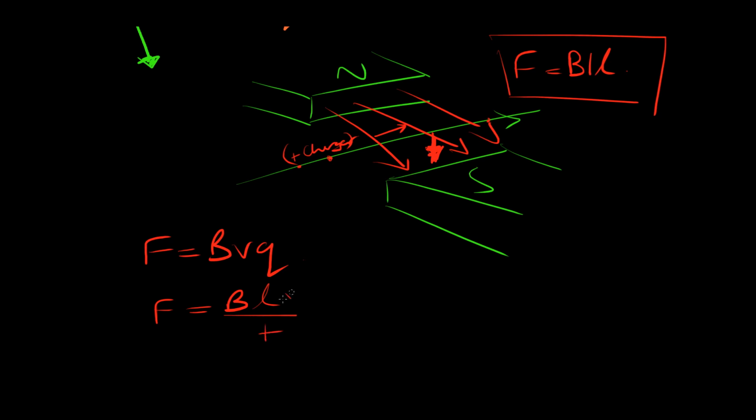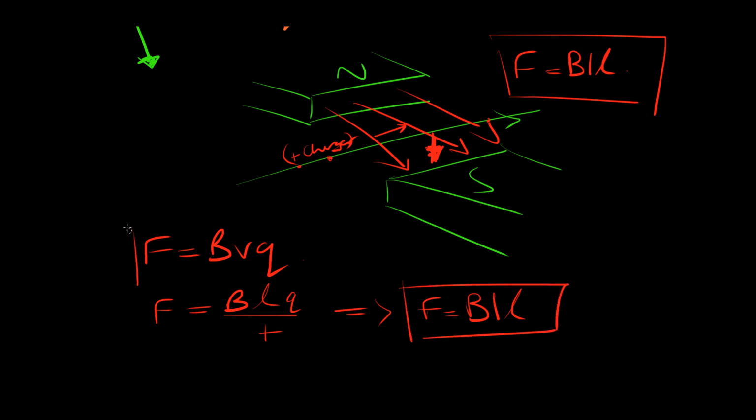times Q. Well, what is Q over time anyway? Charge over time. Charge over time is just current, right? Hence, what we get is F is equal to magnetic field strength times current times the length. F is equal to BIL. So you can see how these two equations are now linked, right?